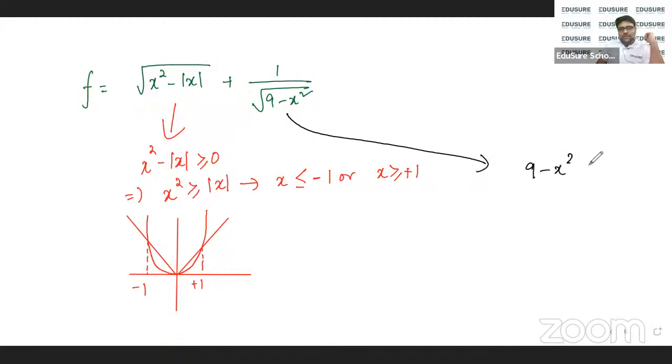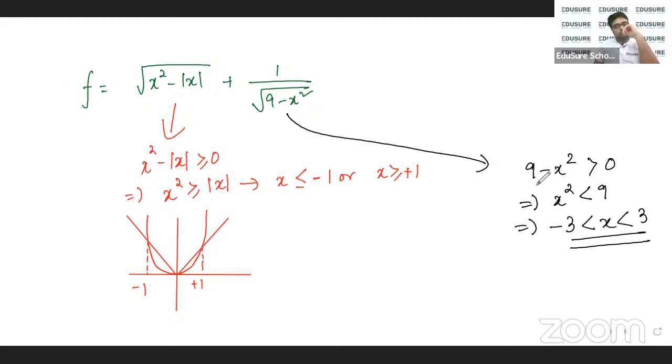Next, let's take a look at this. 9 minus x square has to be positive. Why positive? Equal to 0 also will not suffice. Under root, so it has to be positive. Equal to 0 will make it 1 by 0, undefined. That means x square less than 9. That means x has to lie between -3 and +3.